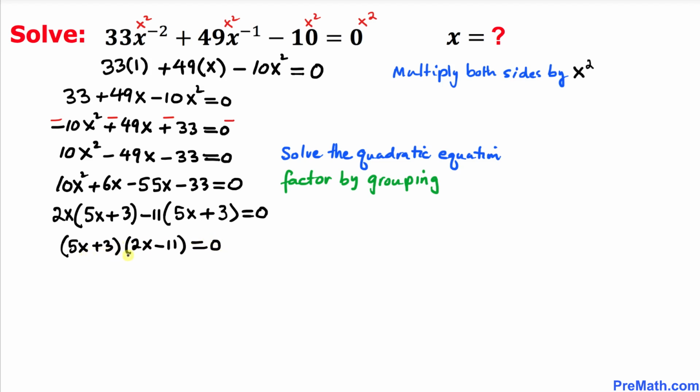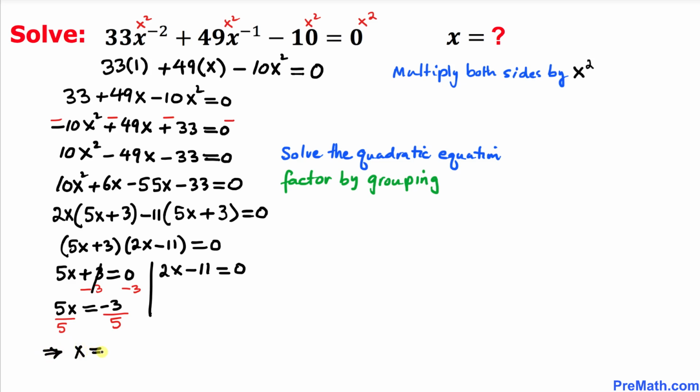Let's separate these two factors. I can write 5x plus 3 equal to 0, and the second factor, 2x minus 11 equal to 0 as well. Now let's subtract 3 from both sides. This is gone, so we get 5x equal to negative 3. Now if we divide both sides by 5, our x value turns out to be simply negative 3/5. So this is one of the solutions.